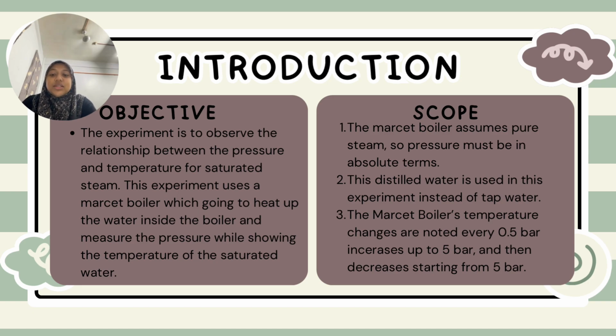This experiment uses a Marcet boiler, which heats up the water inside the boiler and measures the pressure while showing the temperature of the saturated water. The scope of this experiment is, firstly, the Marcet boiler assumes pure steam, so pressure must be in absolute terms. Secondly, distilled water is used in this experiment instead of tap water. And lastly, the Marcet boiler's temperature changes are noted every 0.5 bar, increasing up to 5 bar, and then decreasing starting from 5 bar until 0.5 bar.